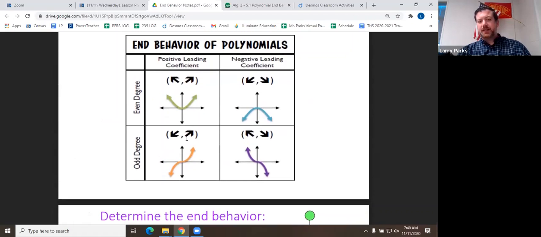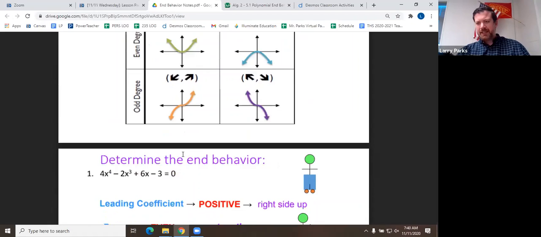Okay, so this chart kind of summarizes. If you have even degree, positive leading coefficient, this is what it looks like. Even degree, negative leading coefficient, that's what it looks like. And so odd, positive, this is what it looks like. So that's a nice little table.